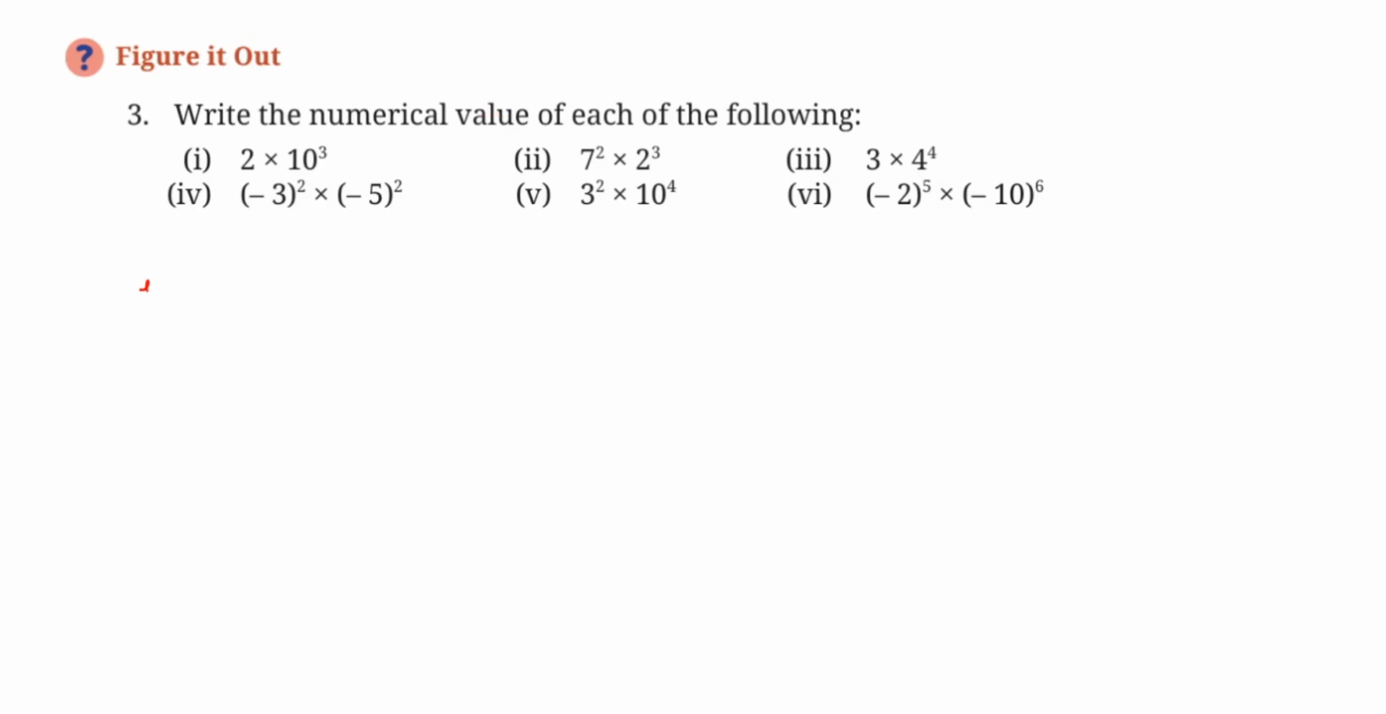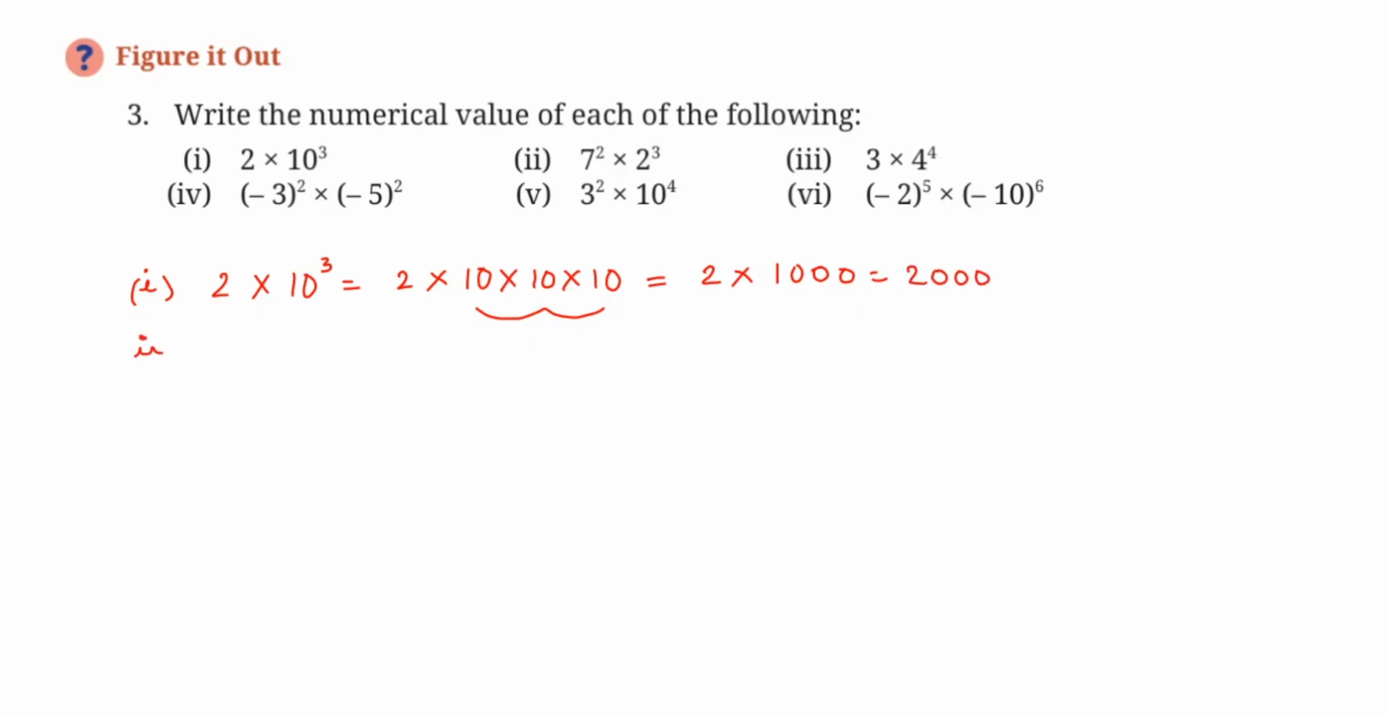We'll start with the first question. We have 2 times 10 cube. This means we are multiplying 10 here 3 times. So what is the power? It's 3. This means you're multiplying that number 3 times. Now 10 times 10 times 10 is 1000, right? So this will be 2 times 1000. So the answer will be 2000.